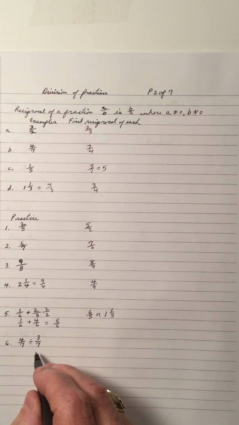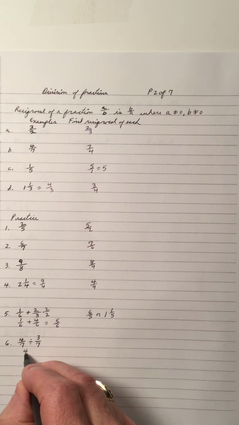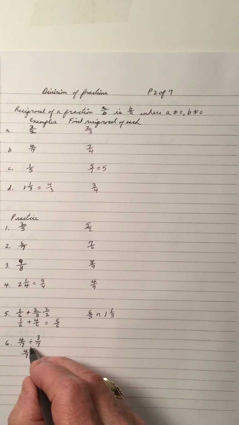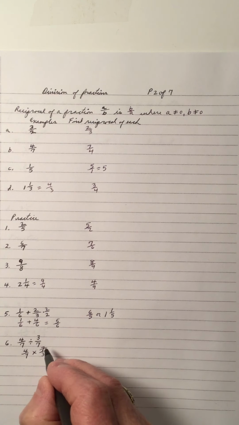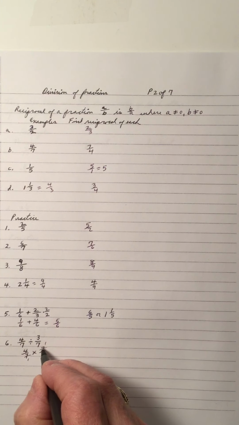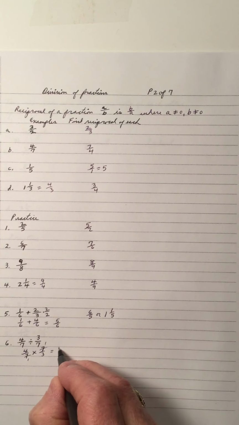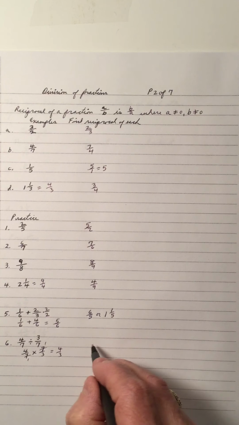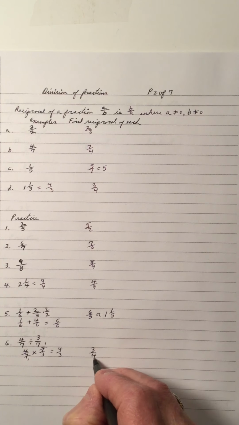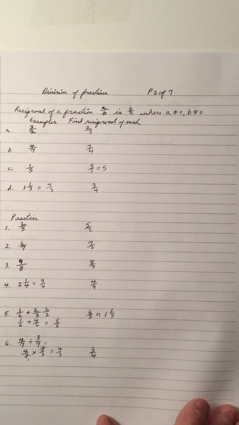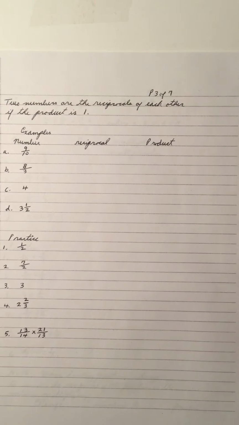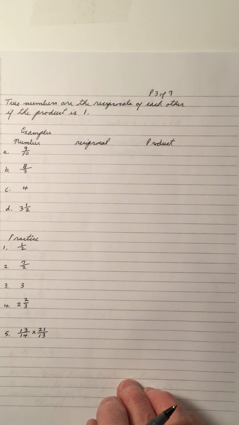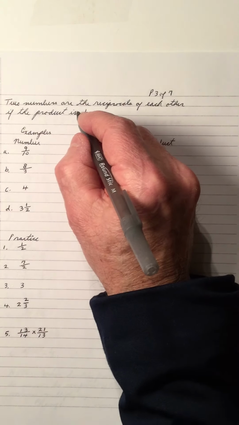And division. Let's work this out first. 4 over 7. When you divide, you multiply by the reciprocal. 3 over 7, 7 over 3. The 7's cancel once, and you get 4 over 3. The reciprocal of 4 over 3 is 3 over 4. So a reciprocal is to turn the fraction upside down. Two numbers are the reciprocals of each other if the product is 1.